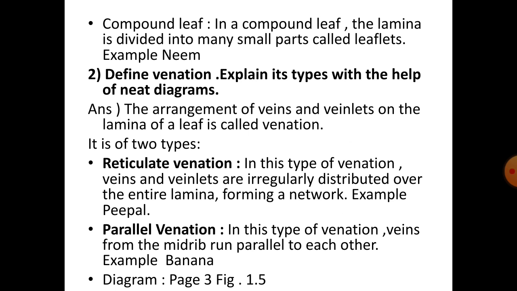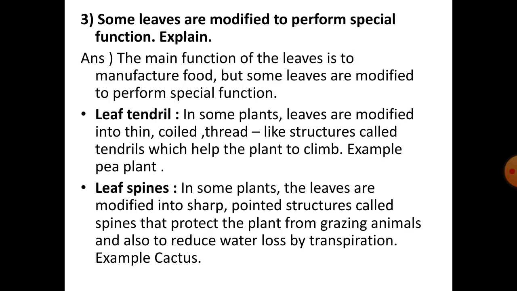Reticulate venation. In this type of venation, veins and veinlets are irregularly distributed over the entire lamina, forming a network. Example, peepal. Parallel venation. In this type of venation, veins from the midrib run parallel to each other. Example, banana. The diagram is given on page number 3, figure 1.5 of your book. You will draw your diagram from there.